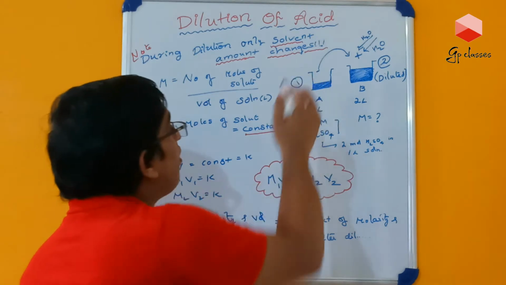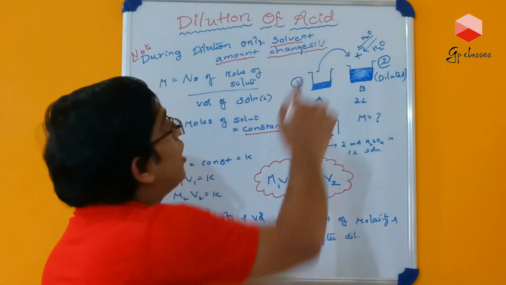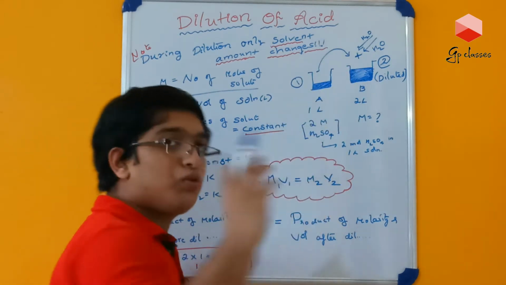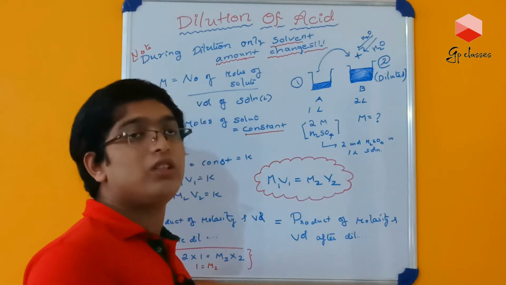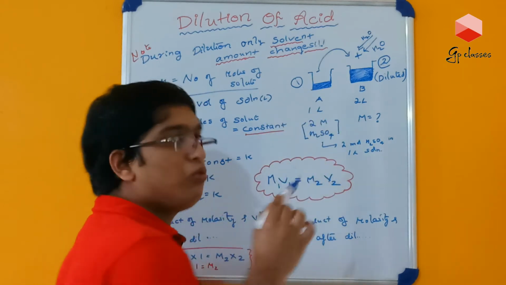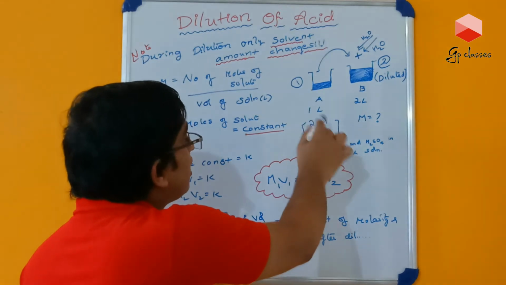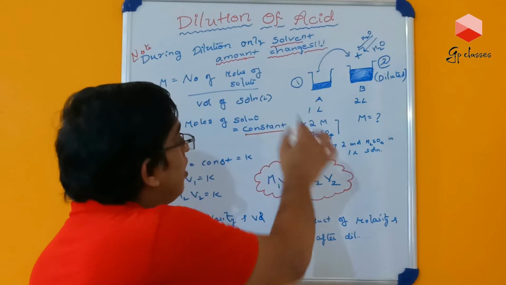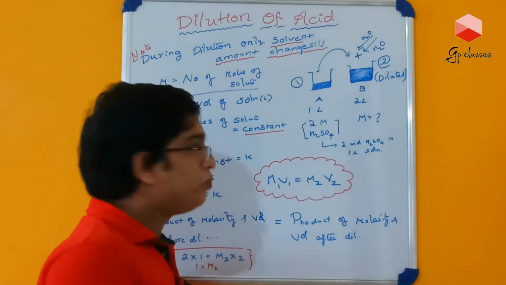Let's say you have a beaker. In the beaker I am taking 1 liter of H2SO4. This is a 1 liter H2SO4 solution where H2SO4 is the solute and water is the solvent. So this is an aqueous sulfuric acid solution and the volume is 1 liter, that is the net volume. Initially I am saying that it is 2 molar H2SO4, that is, the molarity is 2.